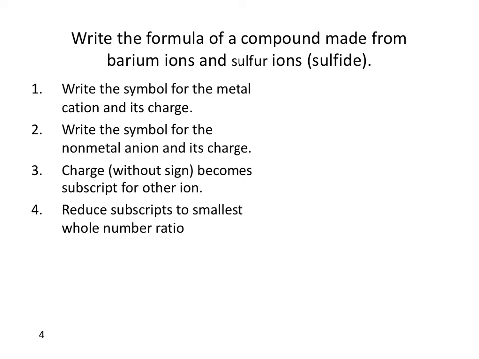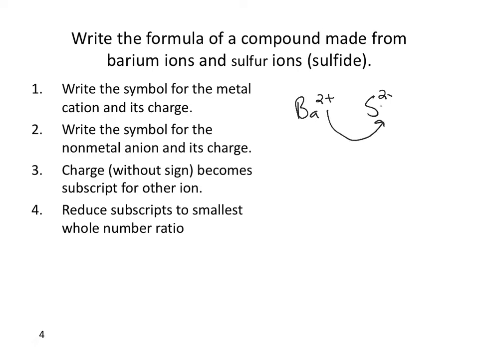Now there is one drawback to this particular method for writing the formulas of ionic compounds, and I picked this example to specifically illustrate that and make you aware of what you can do to correct it. So if we do the same thing, I want to write the formula for the ionic compound made from barium ions and sulfide ions. So barium, also an alkaline earth metal, has a +2 charge. Sulfur is in the same column as oxygen, so it has a -2 charge.